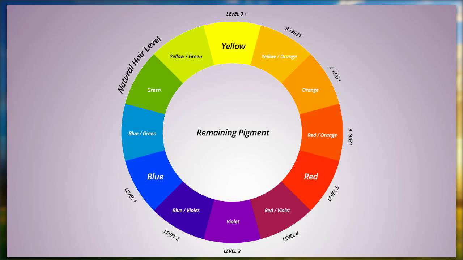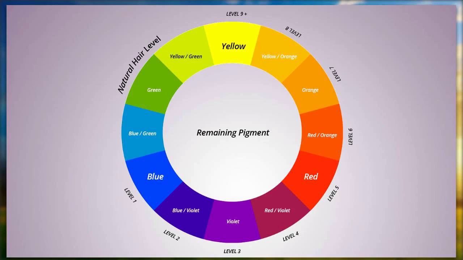Excellent. Okay. So you'll see right next to blue, it says level 1. So that means the remaining pigment at level 1 is blue. You go to level 2, you're going to have blue violet as the remaining pigment. If you go to level 3, you're going to have violet. If you go to level 4, you're going to have red violet. If you go to level 5, you're going to have red.